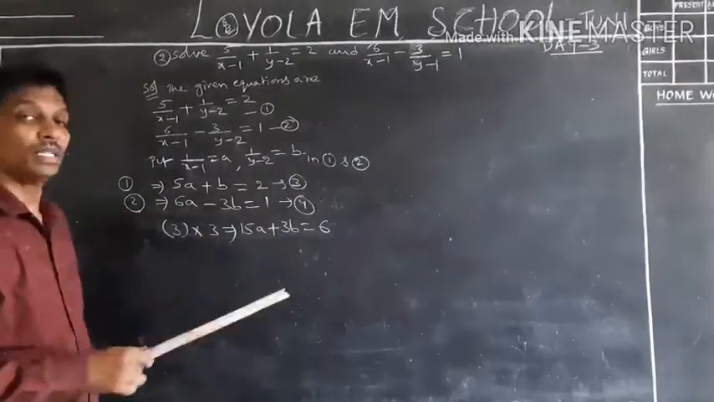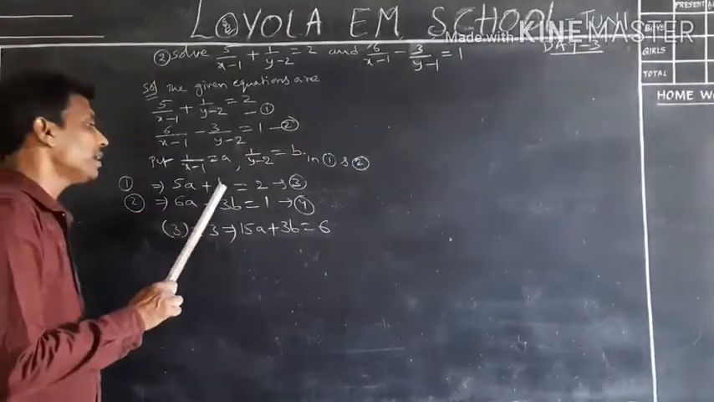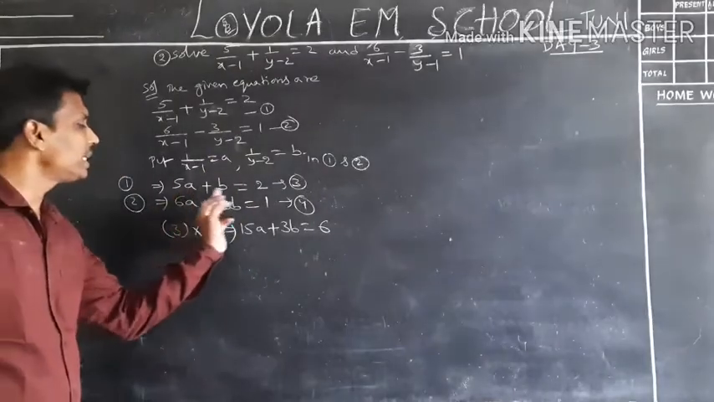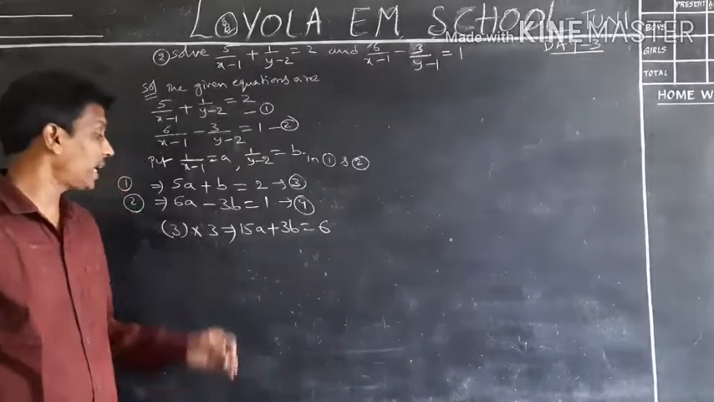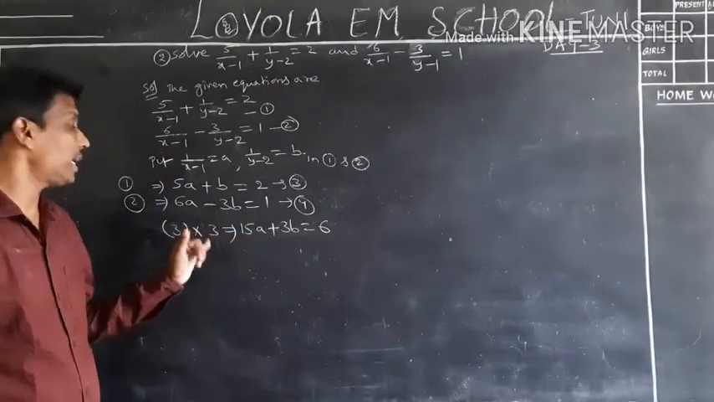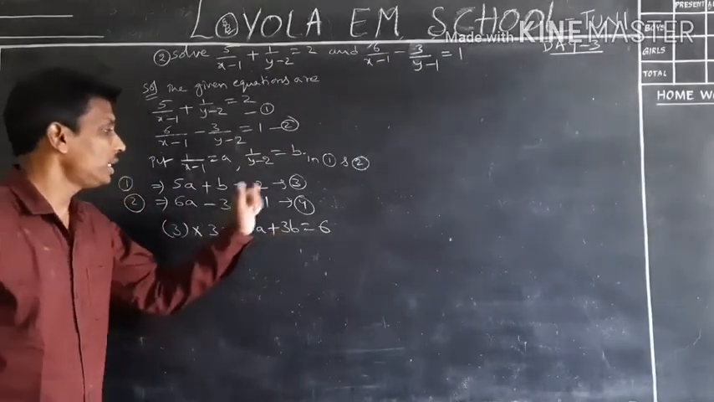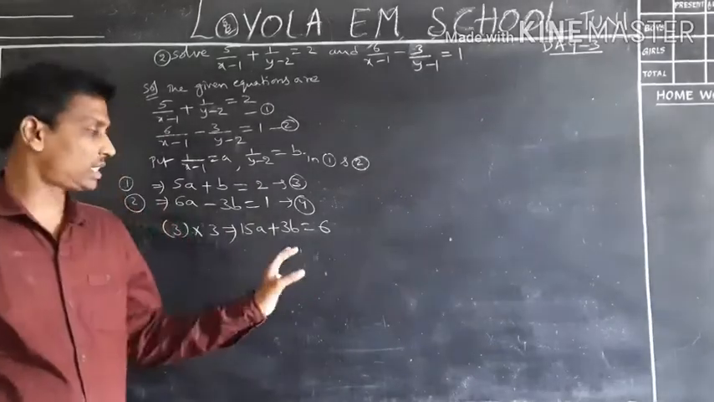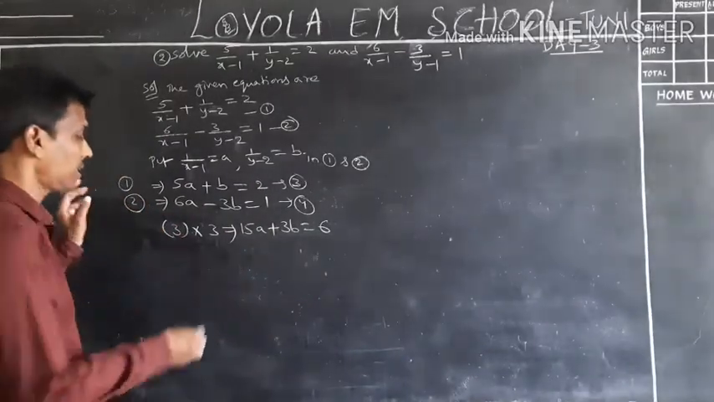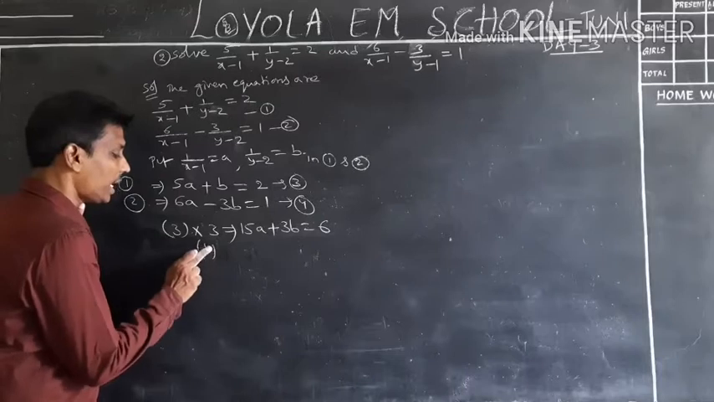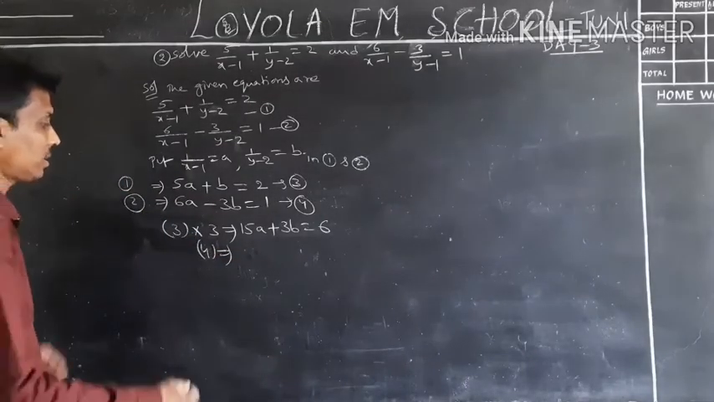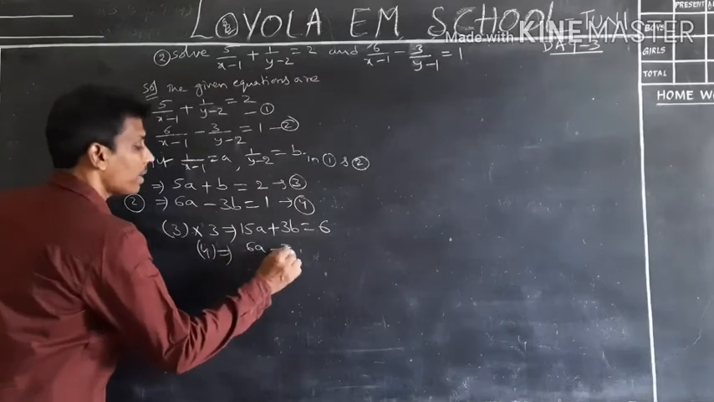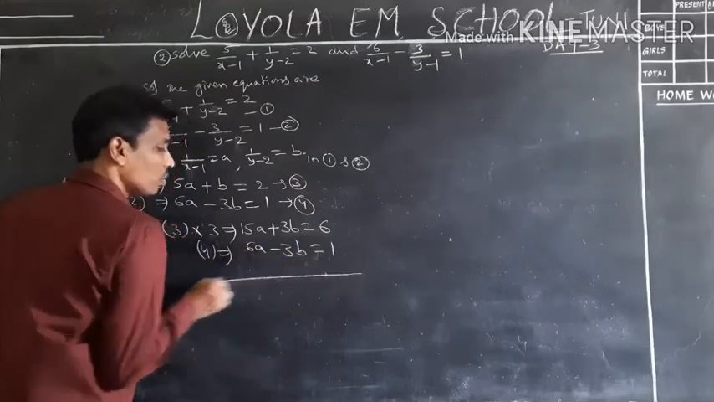Yes or no? Here there are 3 terms, 5a, b and 2. So these 3 terms we would like to multiply with 3. 3 times 5 is 15a, 3 into b is 3b, 3 times 2 is 6. So the third equation changes like this. The fourth equation we need not change, we will leave it like that. So that is 6a minus 3b is equal to 1.